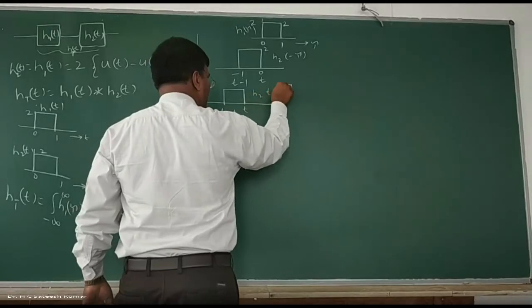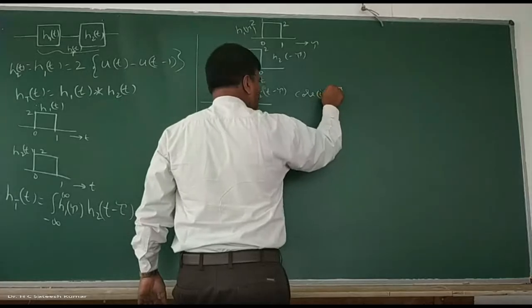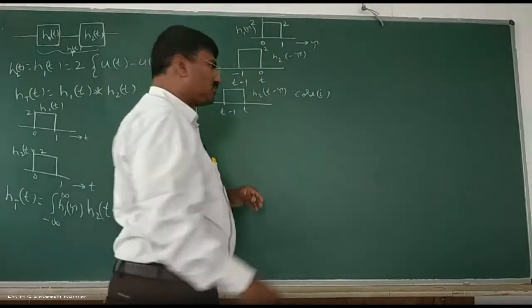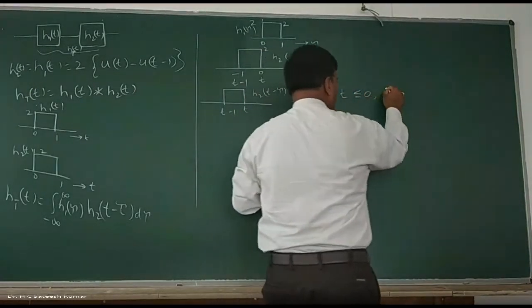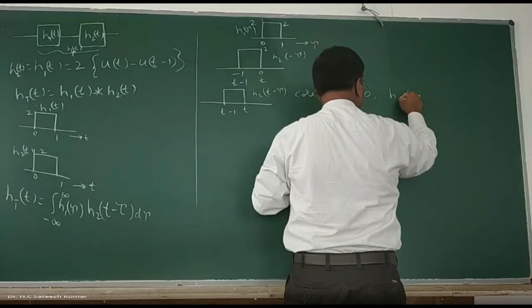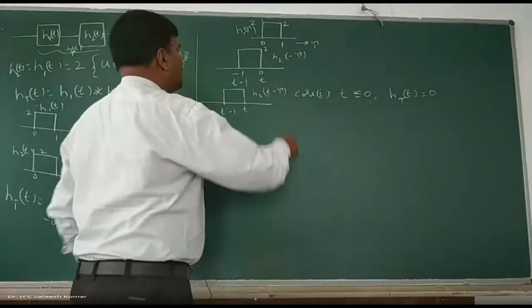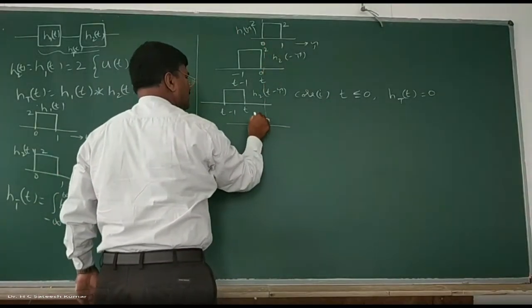h2 of t minus tau. Case 1. What it says is, as long as this edge is before 0, therefore t is less than or equal to 0, ht of t is equal to 0 because there is no overlapping.